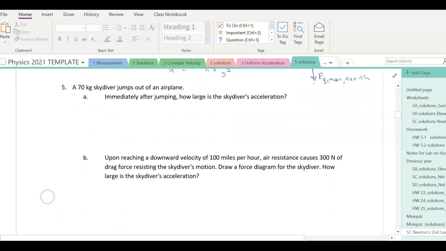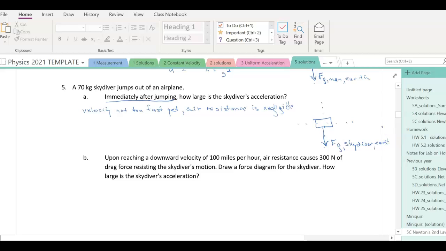Let's look at number 5 about a skydiver jumping out of an airplane. First, it says we're looking immediately after jumping. Immediately after jumping, the velocity is not very fast yet, and so therefore air resistance is negligible. If we can ignore air resistance, then the only force on this skydiver is the force of gravity. They're in free fall, in other words.